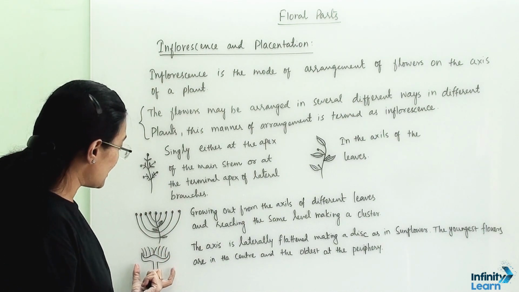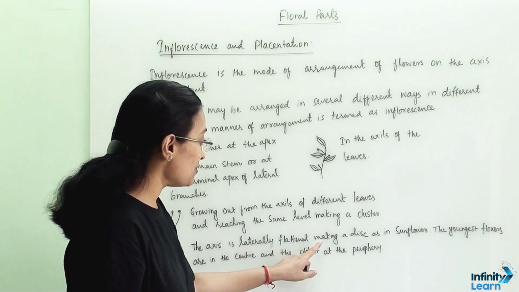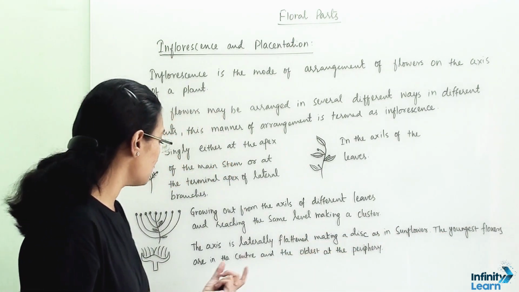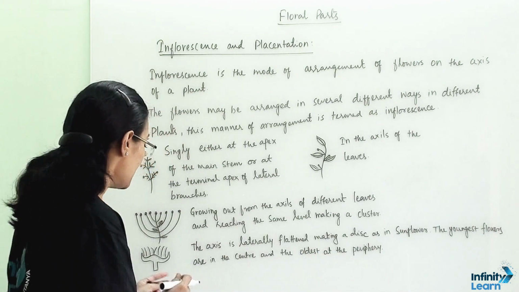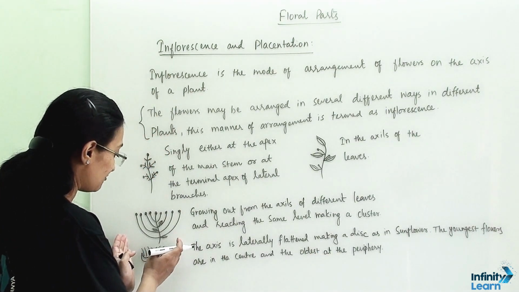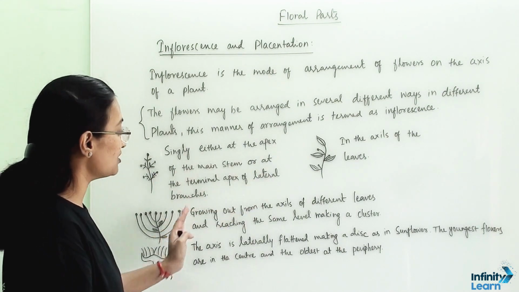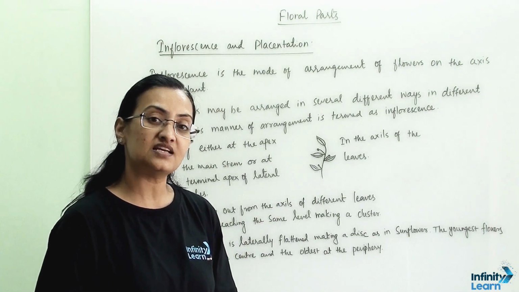Then the fourth arrangement is this, in which the axis is laterally flattened, making a disc as in sunflower, and the youngest flowers are in the center and the oldest at the periphery. So here the oldest ones are at the periphery and the youngest ones are in the middle. These are the four different arrangements of flowers, and these arrangements are termed inflorescence.